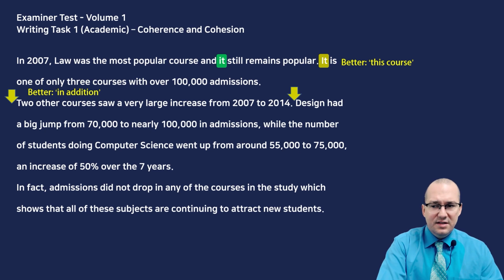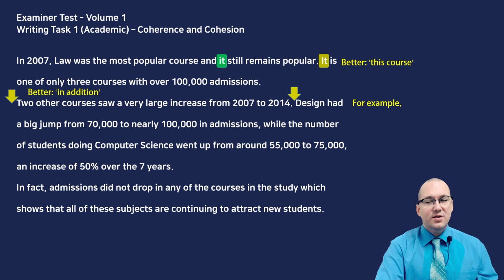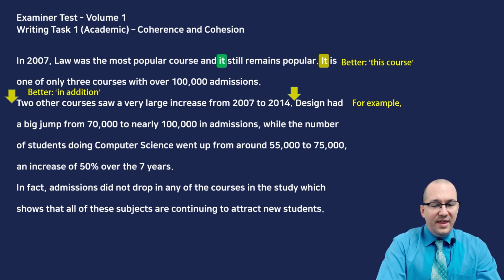And then here, design, well, you could add something in here, for example, right, to illustrate this. So these kind of connecting words, they make it easier to read, but obviously you're shooting for a higher score, and that's what you want. But again, if you look at good writing, they will use a lot of connecting words. And again, this is absolutely critical for getting a 7 or higher, to use them well, to use them accurately, and make your writing connect well. Moving on, while, this is actually a connecting word, right? Design had a big jump from 70,000 to nearly 100,000 in admissions, while, or at the same time.